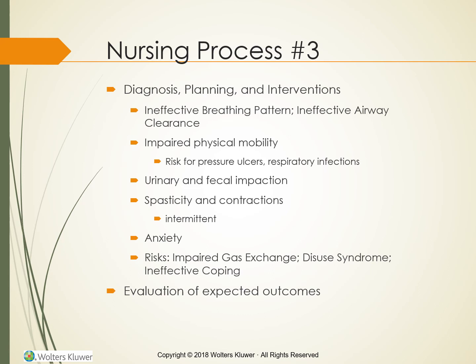So in order to do that, we're going to maintain a patent airway. We're going to be prepared for any endotracheal intubation and mechanical ventilation if respiratory failure occurs. We're going to suction the airway to remove secretions and administer oxygen as prescribed. We're going to help the client use a spirometer as prescribed and encourage obtaining a pneumococcal pneumonia and yearly influenza immunization. They might also have impaired physical mobility, and this can be related to the loss of motor function.